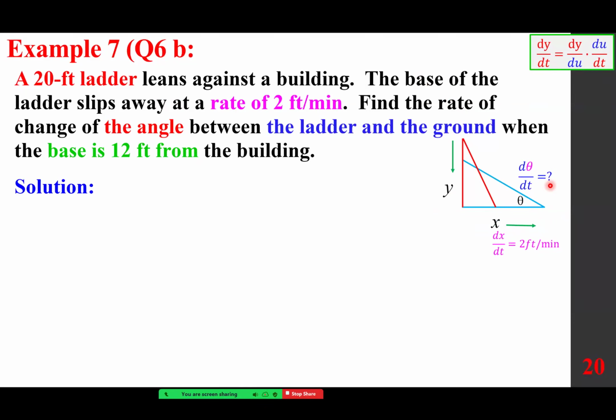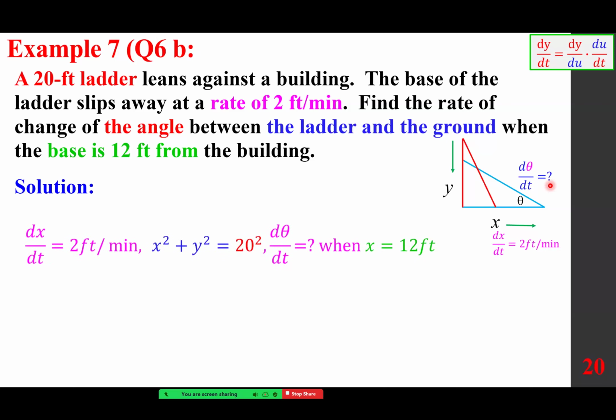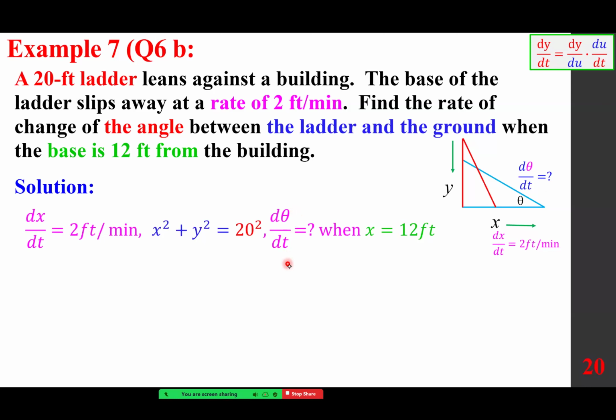So first I'm going to write exactly what we had from the previous page. The only thing I'm adding, we are interested in d theta dt. In other words, dx dt is 2 feet per minute. X squared plus y squared equals 20 squared. This can help us find something in this example, although we already have it from the previous page. D theta dt is of interest to us when x is 12 feet.